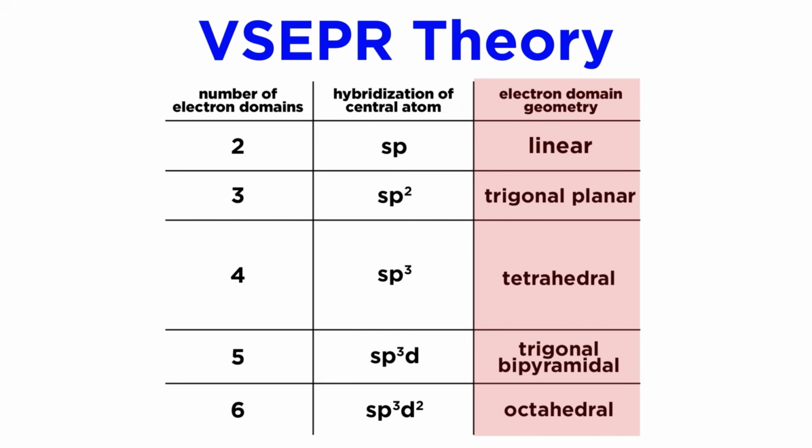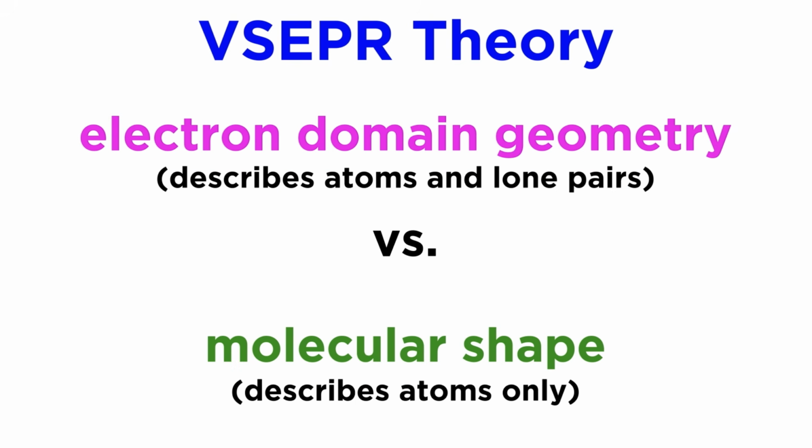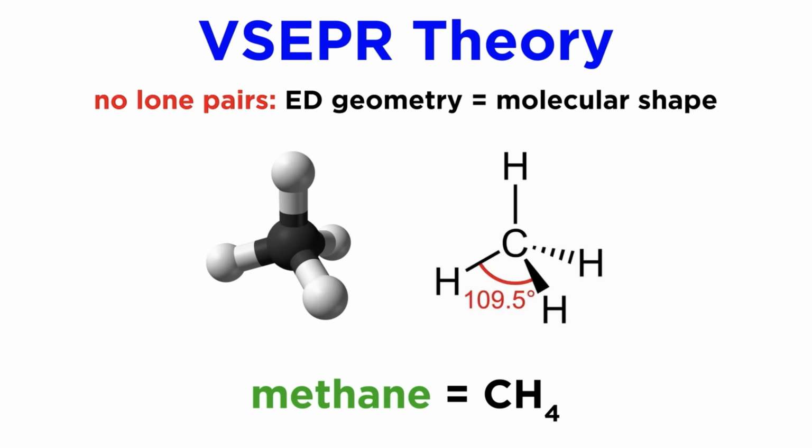But these larger categories can be split up into subcategories if some of the electron domains are lone pairs rather than bonding pairs. This will allow us to make the distinction between electron domain geometry and molecular shape. This describes the placement of only the atoms rather than both atoms and lone pairs. If a molecule has no lone pairs, such as with methane, then the electron domain geometry and the molecular shape will be the same, since all of the electron pairs are covalent bonds that lead to other atoms.